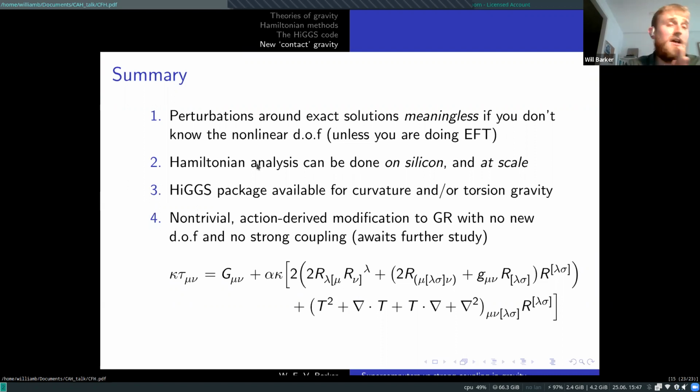So in summary, you can't just get away with doing perturbation theory around exact solutions in a new theory of gravity unless you have a handle on the nonlinear degrees of freedom. These are obtained through a Hamiltonian analysis, and I want to emphasize that this can be done on silicon and at scale. An example being the Higgs package, which applies to curvature and torsion theories in gravity. And already from that, we have an interesting new candidate theory to play with, and hopefully more results to follow.